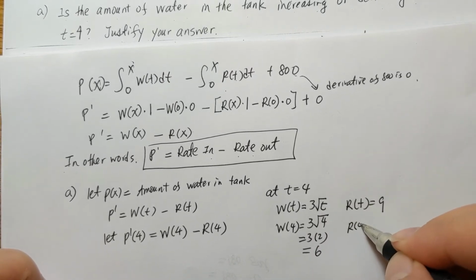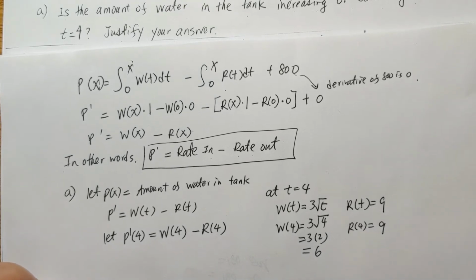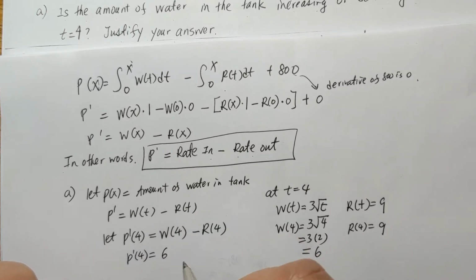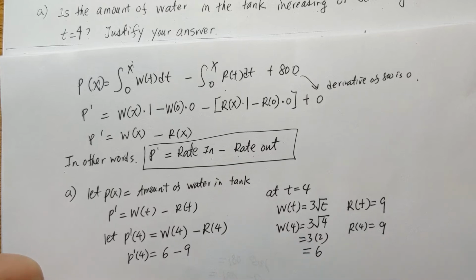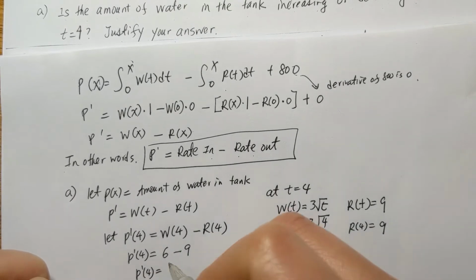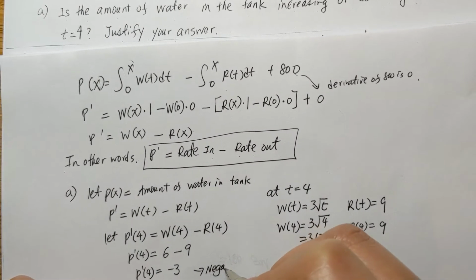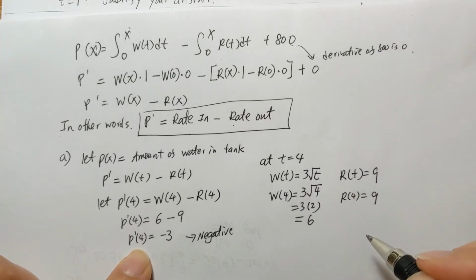And then R of 4, this is a constant. So P prime of 4 equals 6 minus 9, and then P prime of 4 equals negative 3. This is negative. So the slope is negative at t equal to 4.